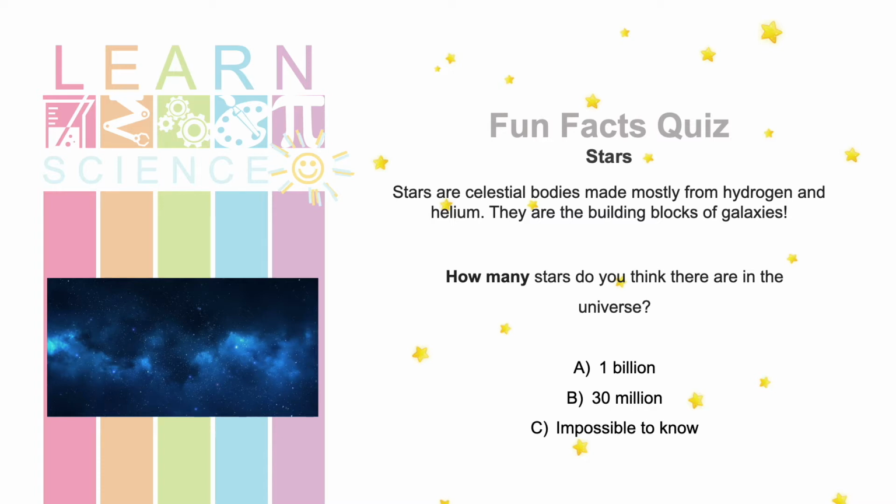3, 2, 1. That's right, the answer is C. It is impossible to know exactly how many stars there are in the universe, but it is known that there are more stars in the universe than grains of sand on all beaches on Earth. That is a lot of stars.